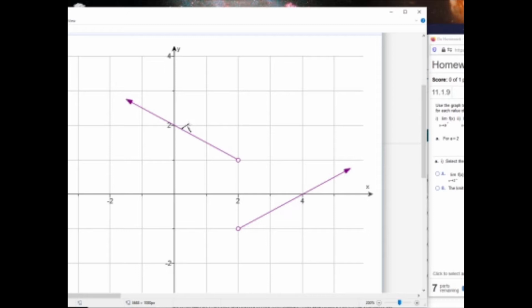And so again, imagine a little person just cruising along the function. They're walking towards 2. They're going to walk forever towards 2 from the left. And as they get forever and ever closer to 2, what height are they approaching? And so we just look over here and we see they're going to be approaching a height of 1. And that's our left-sided limit there.